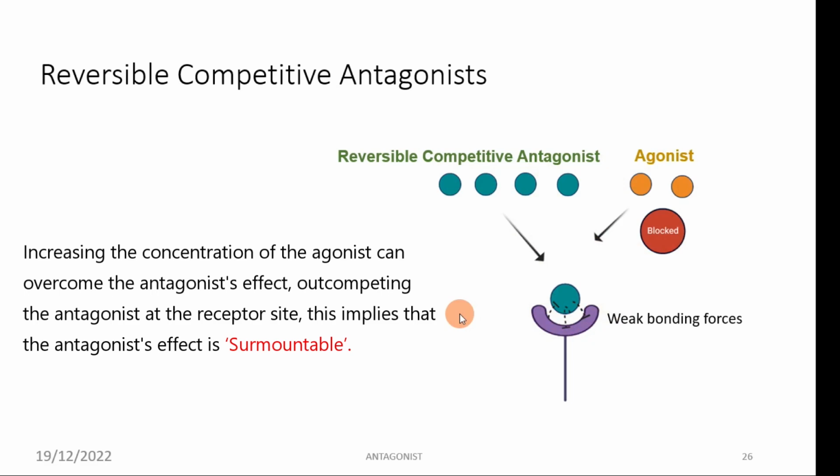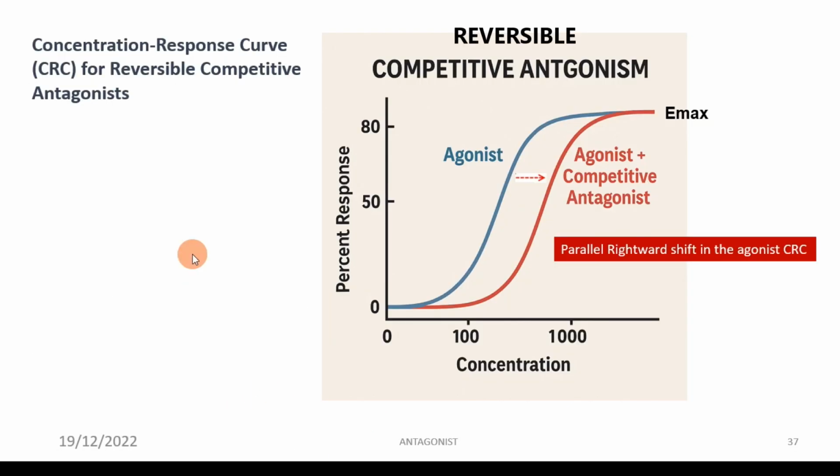Surmountable. So if we think about a dose-response curve, you can still get to the maximum possible effect, the Emax. Yes, you can. But you need more agonist to get there, so the curve shifts. Exactly right. The Emax stays the same. You can eventually activate all receptors if the agonist concentration is high enough.